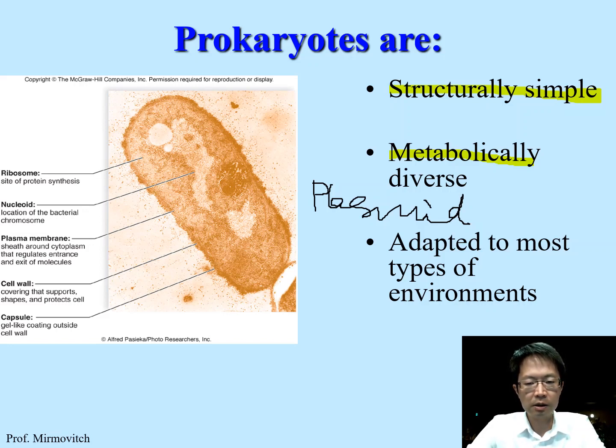With plasmid they can adapt to a lot of different environments, and that's why bacteria's adaptation, or you may call it mutation, the rate of acquiring new genes so that they can adapt to a new environment is very fast. And that's why we have more and more antibiotic resistant bacteria.